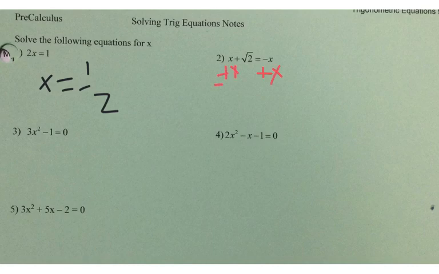So x plus x is 2x. Oh, you moved that. You got negative 2x? Yeah. That's fine. Same thing. Same difference. Then subtract radical 2, or I would move the radical 2 over and it would become negative. So 2x equals negative radical 2.